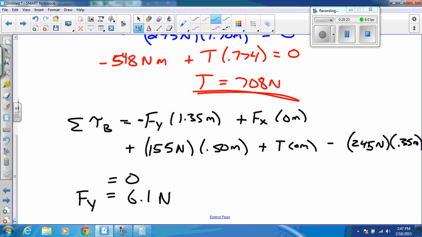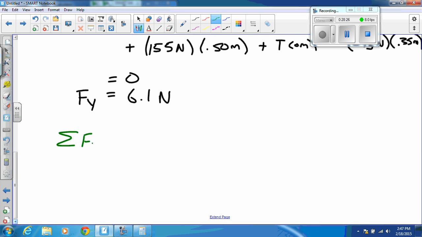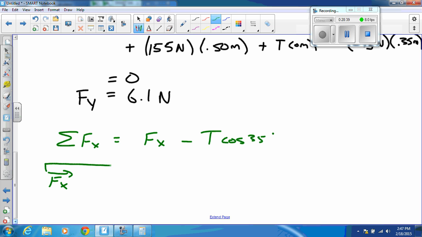So if I do the sum of forces in the x direction, then I get Fx pushing to the right, and I get T times the cosine of 35 degrees pulling to the left. Here's my Fx on my beam. All of the other forces are vertical. Here's my tension T. I scratch it out and replace it with its components: T sine 35 pushing upwards, and T cosine 35 pushing to the left.